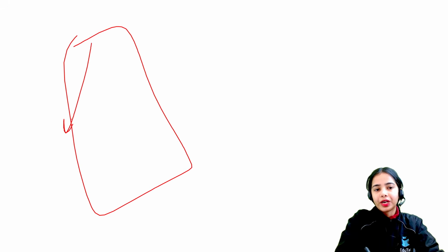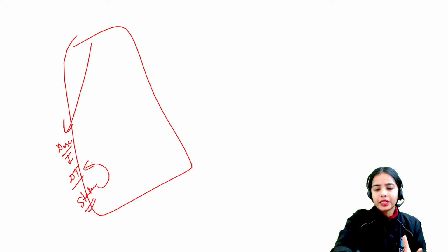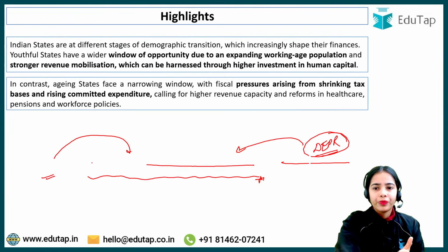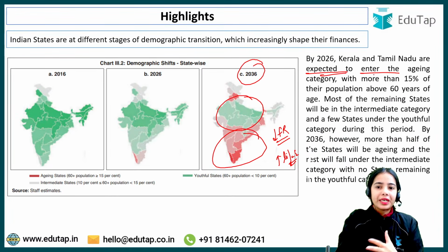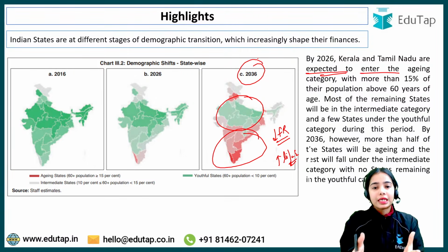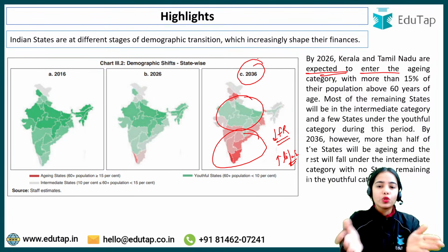Now in this particular session, I have provided you the idea about the descriptive. So if a question comes on demographic transition and the difference among the states in demographic transition, you will have the data to write that Kerala and Tamil Nadu are expected to enter the aging category by 2026, and by 2036 most of the states will be in the category of aging or intermediate, and there will be no youthful category.